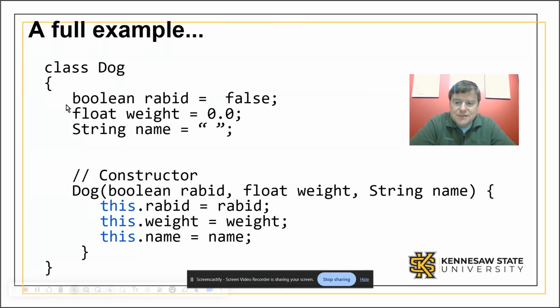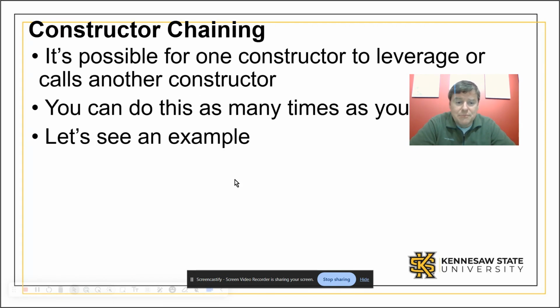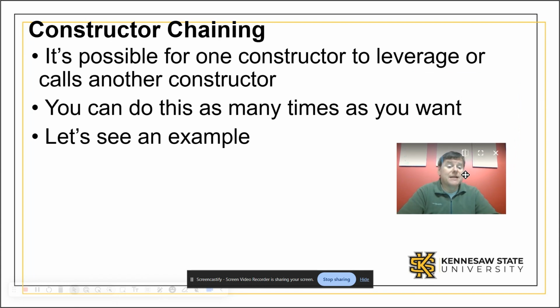All right, so our full example. We have our class dog, we have our boolean, our weight, and our string name. And then we have a constructor that takes in the three of them, and we did use the same name, so we use the this keyword in order to make that possible. All right, so the next topic to mention is constructor chaining. What constructor chaining refers to is if you have more than one constructor, you can actually call another constructor inside of your first constructor, which seems kind of weird, but there's actually a reason to do it.